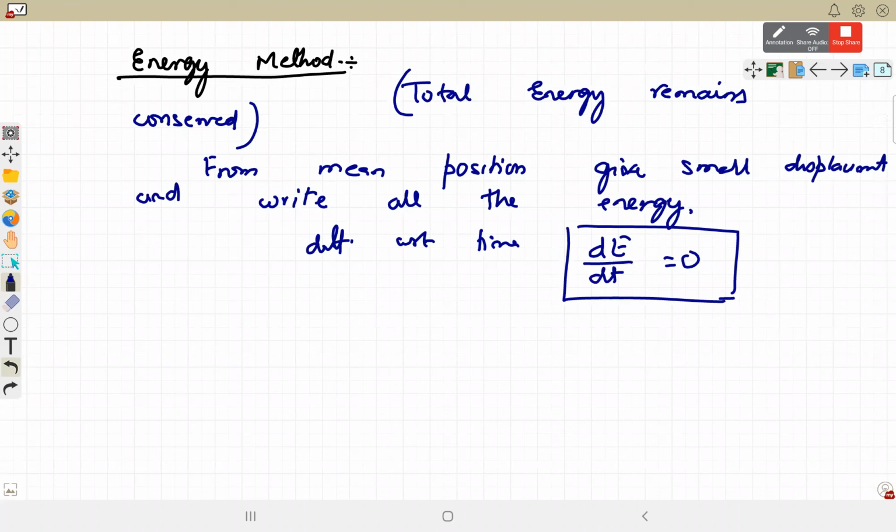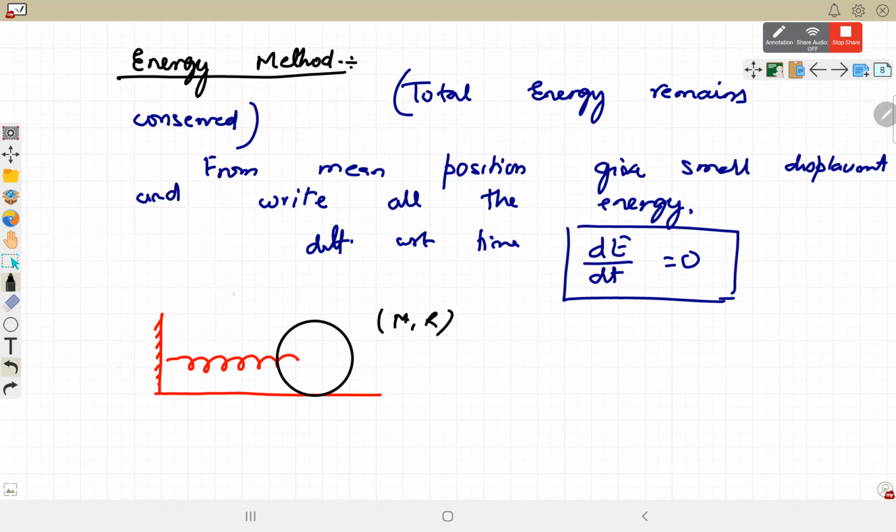For example, there is a spring attached to a solid sphere. This is a solid sphere of mass m, radius r, and it is perfectly rolling on the surface. There is no slipping. Initially, the spring is at natural length. If it is perfectly rolling, there will be friction from the ground, and that maintains the no-slipping condition.